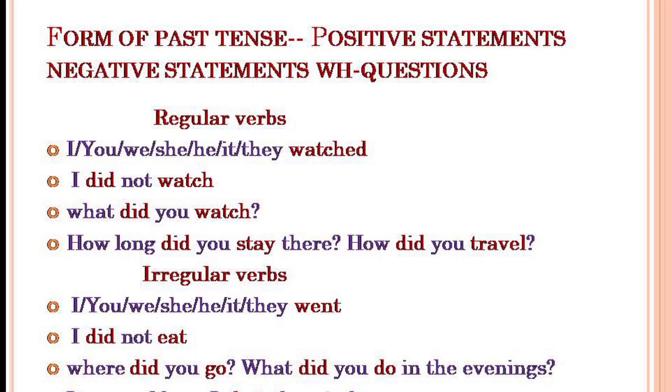The negative of regular and irregular verbs is formed with did not or didn't and the root form of the verb. I did not work. You didn't work. The interrogative or question of regular and irregular verbs is formed with did plus subject plus infinitive or root form of the verb.